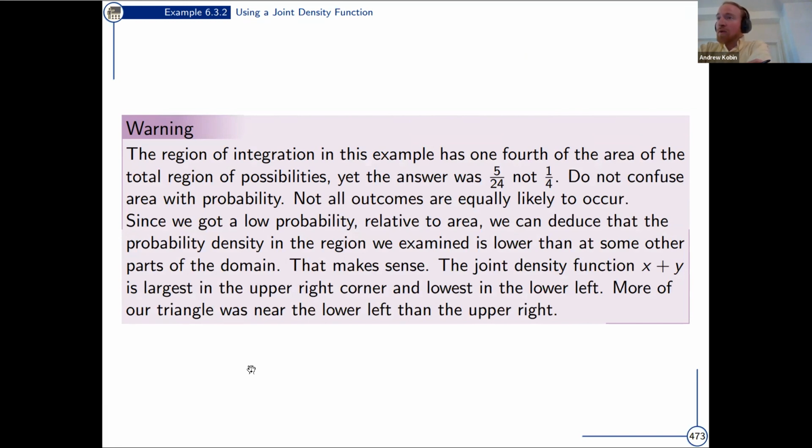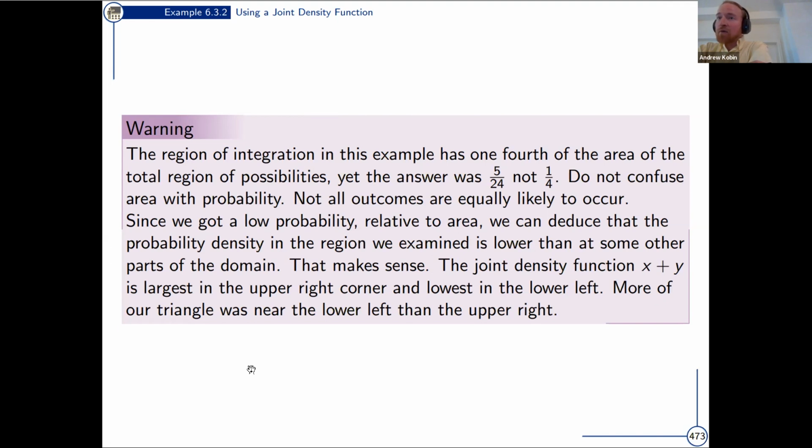However, we didn't just get 1/4 of the total probability. And this is because different points inside of that square where our density function had non-zero values have different likelihoods or different probabilities of occurring. And that's because the probability density function was x plus y, not just a constant uniform random variable over that square. So just computing areas is not good enough. We really do want to compute double integrals of density functions in order to tell us about probabilities.